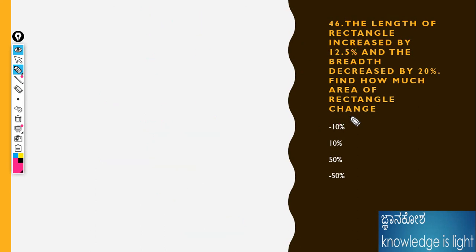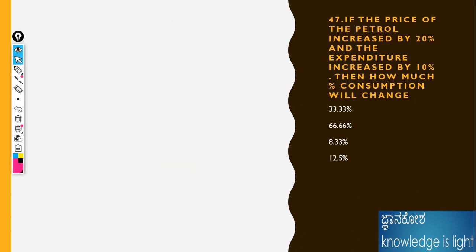Okay, next problem. If the price of petrol is increased by 20%, we already know the formula for that one. Expenditure is equal to price into consumption. Okay, price is increased by 20%, that is in our mind 1 by 5, increase means 6 by 5, so initial 5 then 6, this is the price, then the expenditure increases by 10.